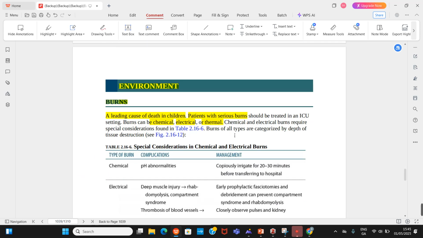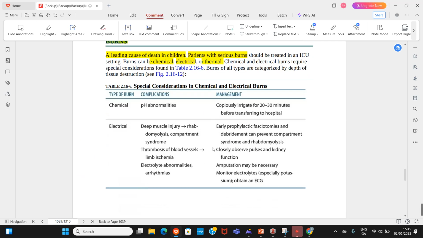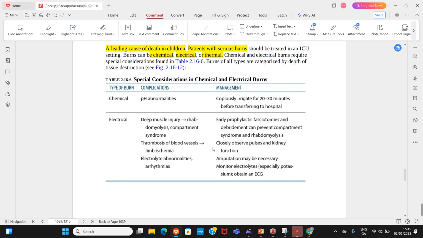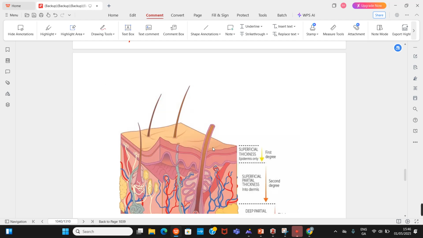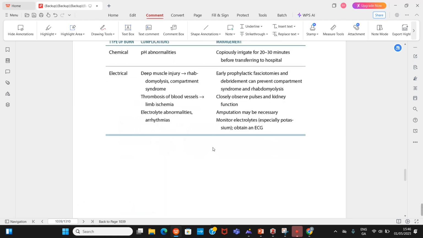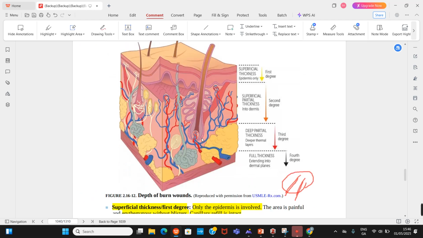So for the last one, that's the thermal burn. Thermal burn is much more like the normal one. Most of the time for thermal burn, you are going to see a break in the skin, so we are going to talk about the way you manage that. The ones that have some special consideration are the ones that we have talked about now.